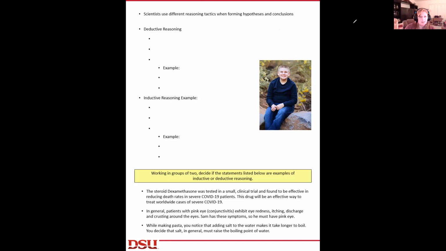So let's start with deductive reasoning here. Deductive reasoning takes general observations and applies them to create specific conclusions. We'll do an example of this in just a minute. Also in deductive reasoning, it generally goes that what is true for the group is true for the individual.